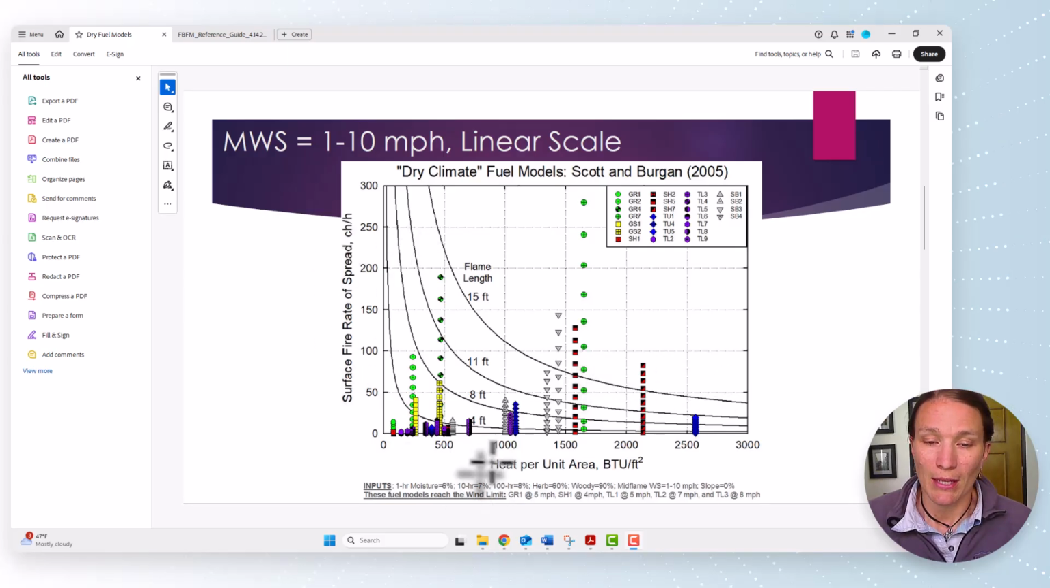the left, and my heat per unit area on the bottom. Heat per unit area is like the resistance to control. Rate of spread is how fast, flame length is how tall.